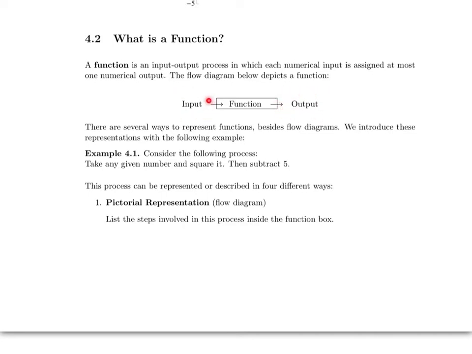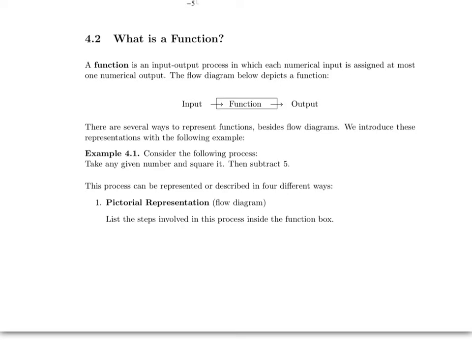Each time you put in money, you get at most one item of food coming out. Generally, you get one item coming out, but if you don't put in enough money, you may not get any food coming out. A function behaves exactly the same way. There are several ways to represent functions. One way is flow diagrams, but there are other ways, and we introduce these representations with the following example.